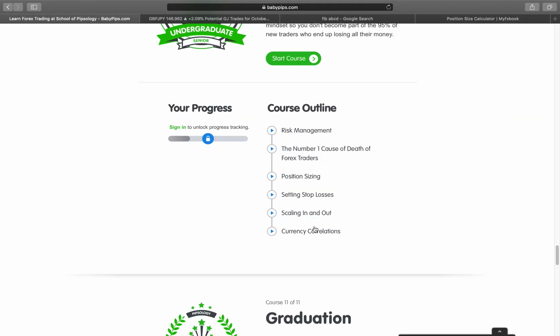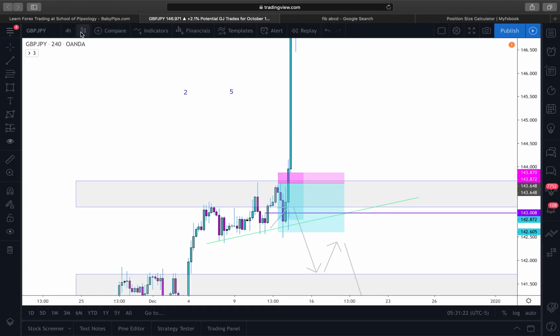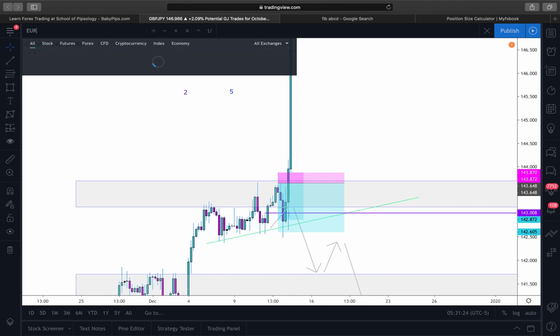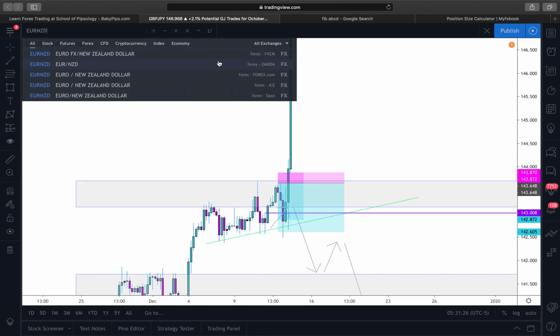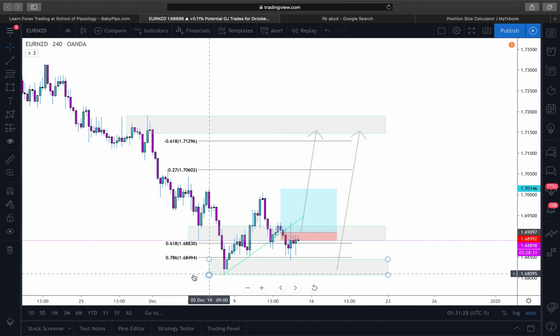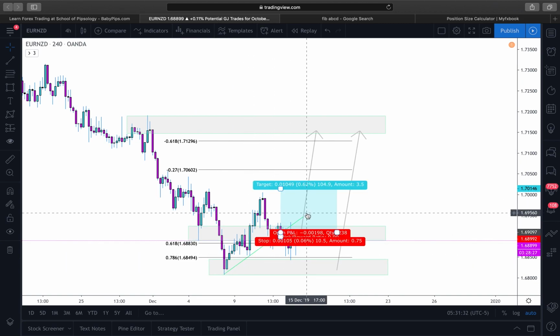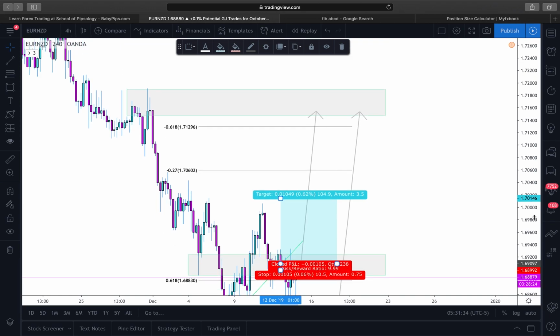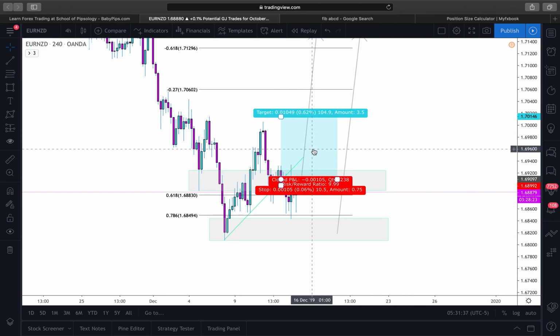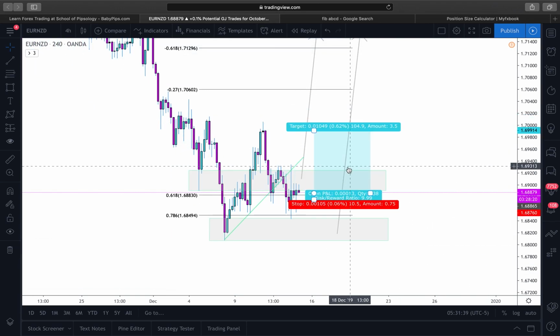And currency correlations are kind of key as well, as I said earlier about DXY and gold. Another really good currency correlation pair I look at is EUR/USD. This looks like a good buy. I stopped out earlier, but whatever. The risk reward is 1 to 5, I think. Yeah, 1 to 5. So I'm gonna be entering again.